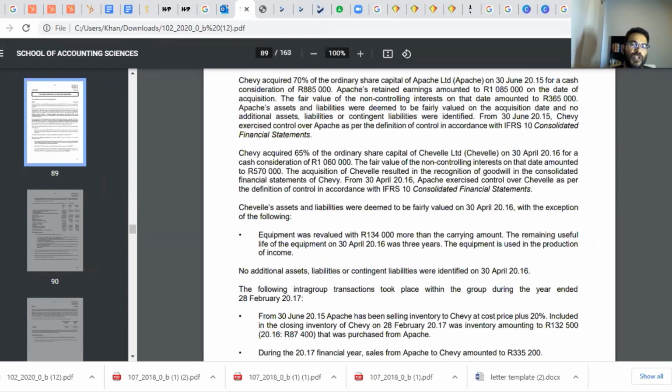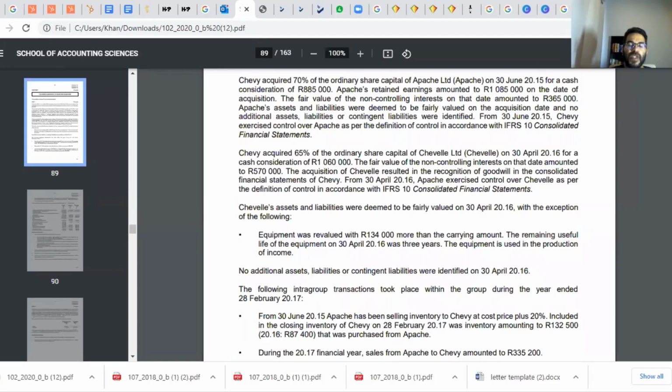So when did we exercise control? From 30th June. So that date, 30th June, is an important date. That date is the date of acquisition. What is the importance of the date of acquisition? The date of acquisition means from that date we need to apply whatever accounting we need to apply. In this case, we need to apply consolidation. From this date, we need to consolidate. So just be aware of that.